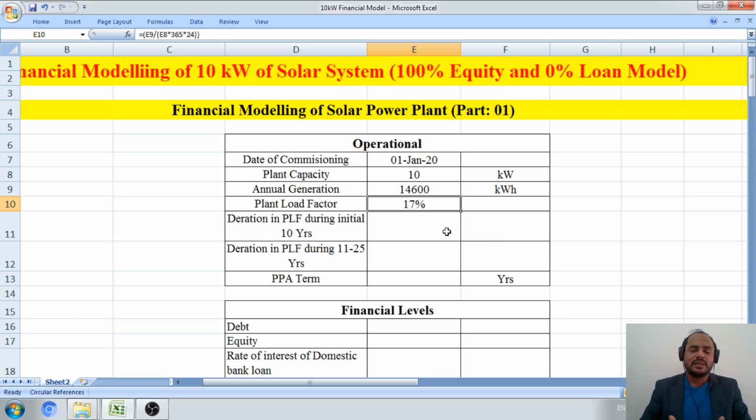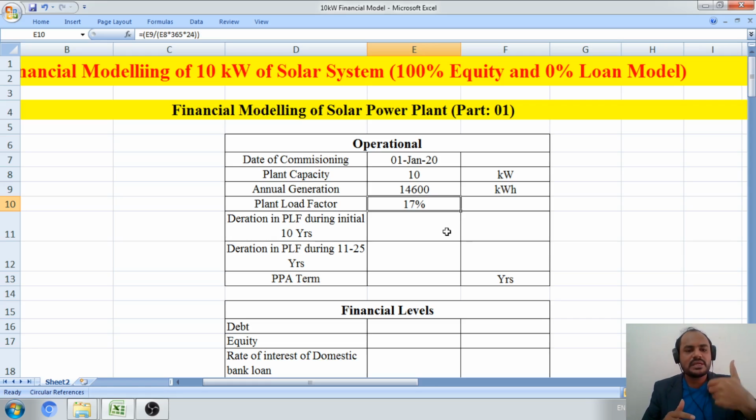Duration in the plant load factor is nothing but, whenever we are calculating the annual generation of units in terms of kilowatt hour for the subsequent 25 years, at that time we have to consider the duration factor or derated factor, because every year, in the first year the solar power plant will generate 14,600 kilowatt hour units. The second year it will generate something lesser than these units, and the third year again lesser than these units, because as the years go on, the power generation capacity of the solar panel also decreases.